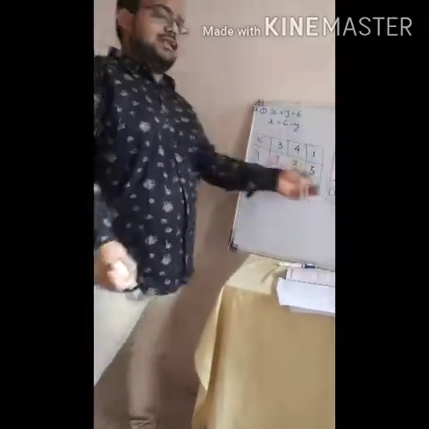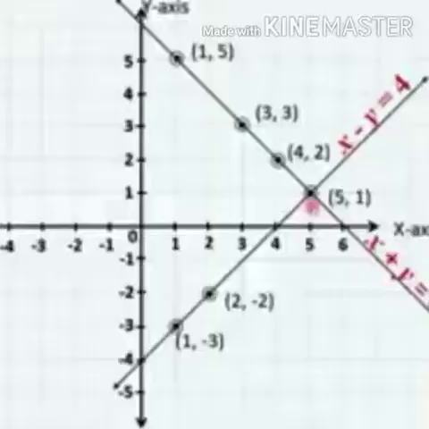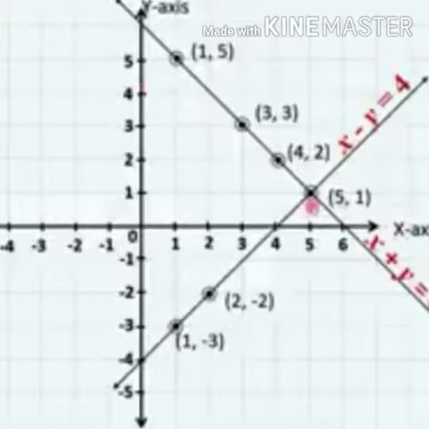Now you plot this line on the same graph. X 5, y 1. See the line I plotted? Next, 1 on x and minus 3 on the y axis. And 2 on the x axis, minus 2 on the y axis. And draw a line passing through it.